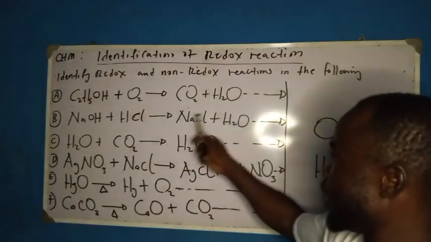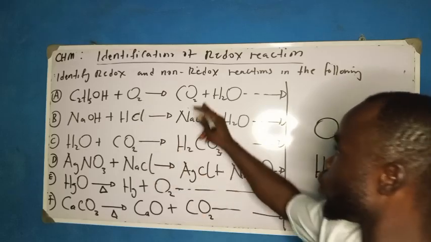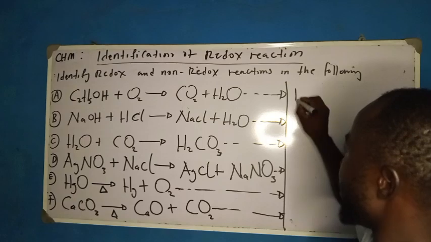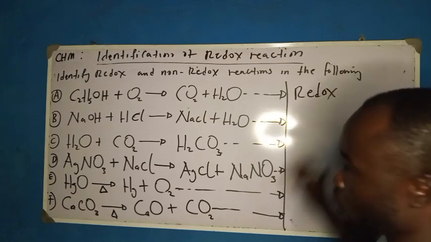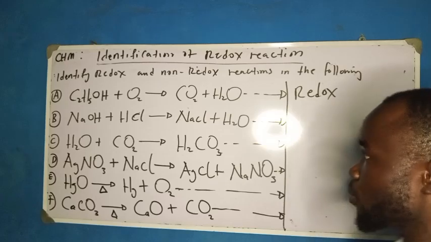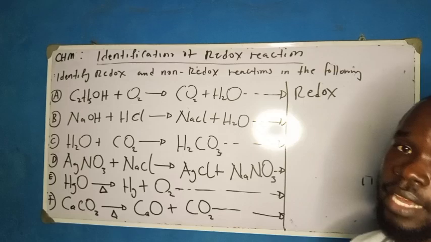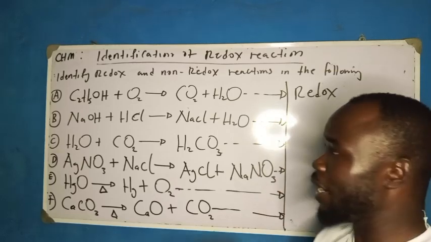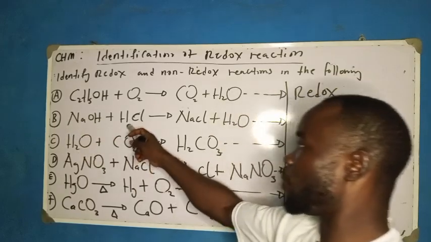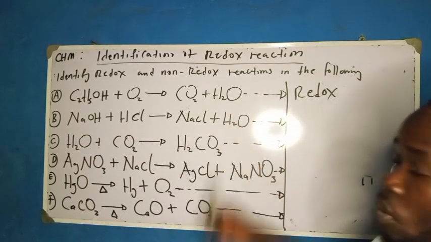So using that here, if you look at this chemical reaction, this is a pure molecule, which shows us that this is actually a redox reaction. That's the simplest way of identifying a chemical reaction that is redox: when you see a pure molecule or a pure atom inside that reaction, either on the reactant or the product side. Then number B says sodium hydroxide plus hydrochloric acid reacting to give us sodium chloride plus water.